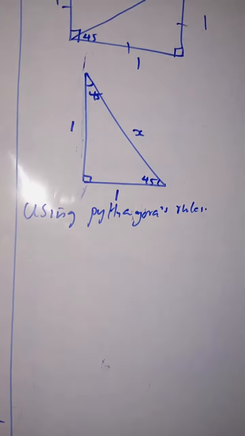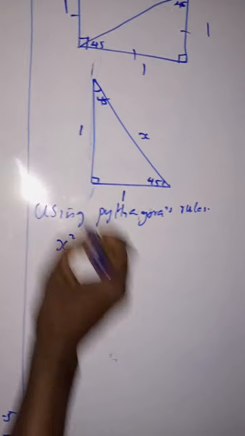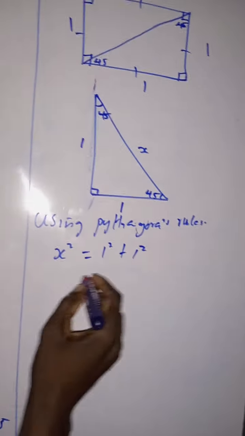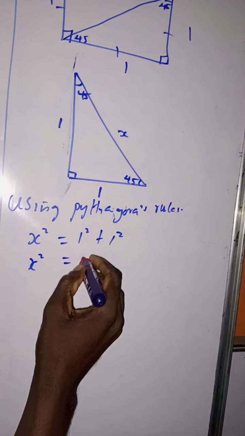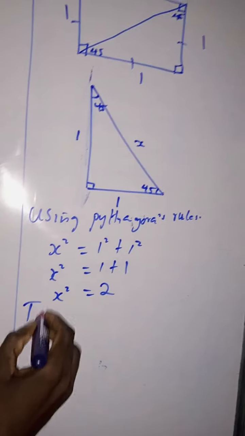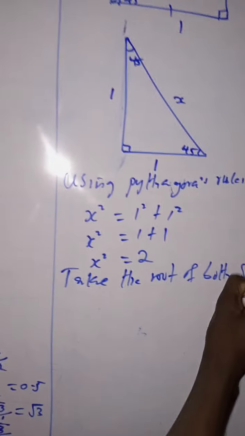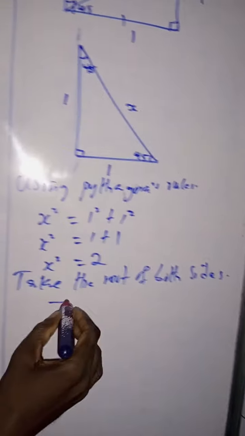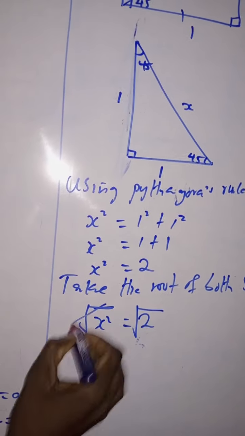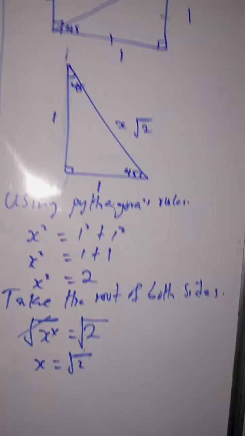rule. So when we use Pythagoras rule, it's going to give us the square of the hypotenuse, which is this, is equal to the sum of the squares of the two other sides. So the square of the hypotenuse, this will give me 1, this one will give me 1. So the square of this will give me 2. So I take the root of both sides. So the square root of x squared is equal to root 2. This cancels this, x is equal to root 2. So therefore, our hypotenuse is equal to root 2.